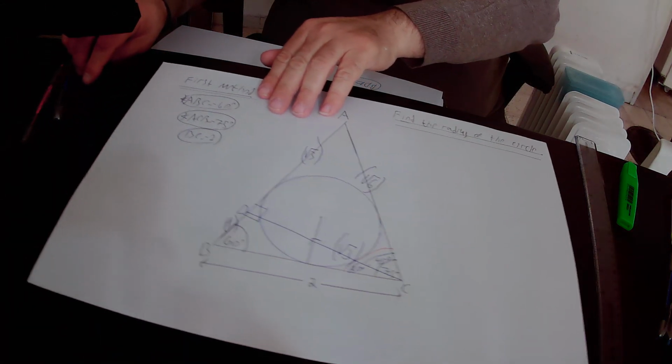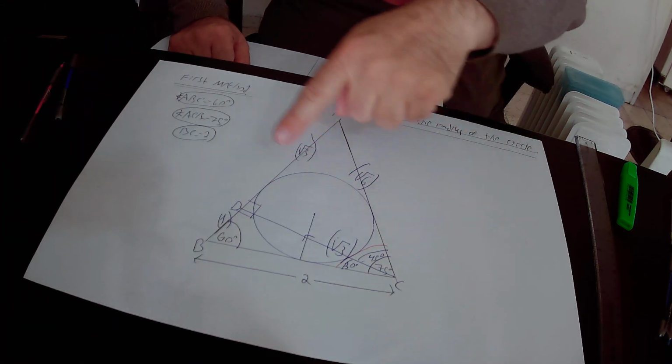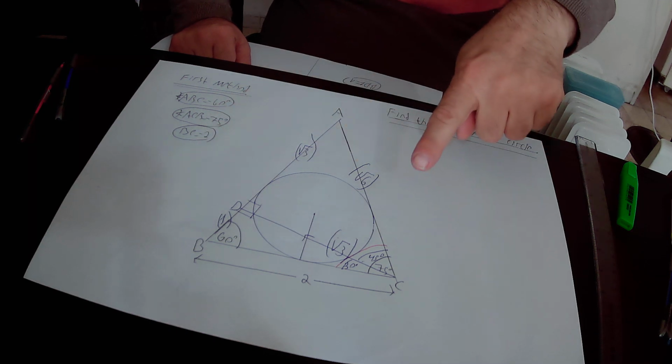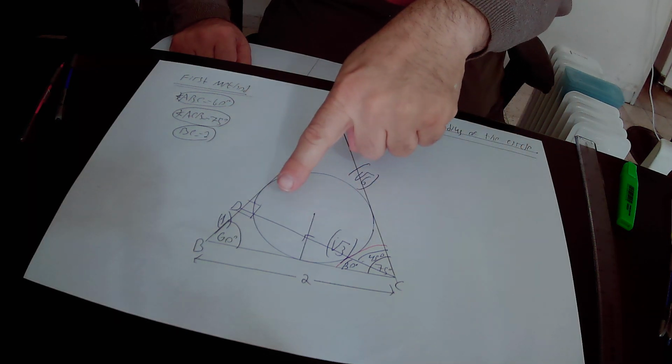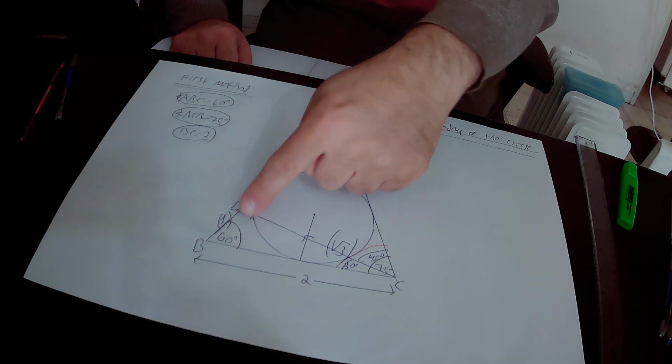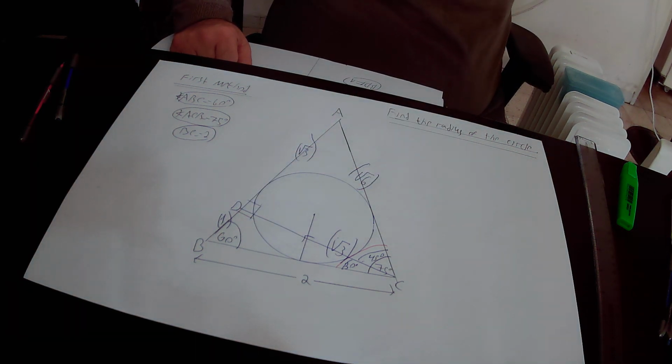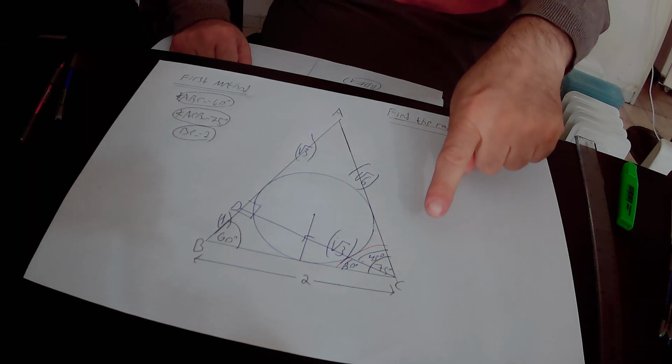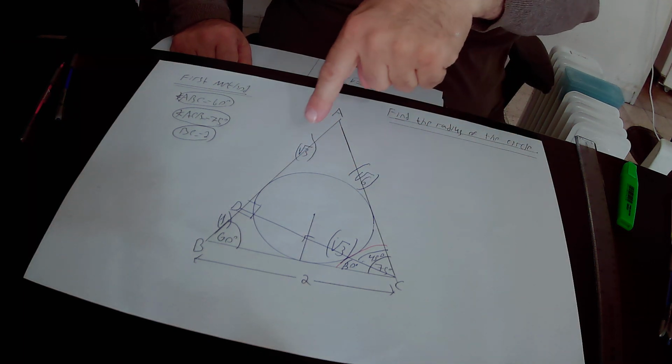So, in the first method, we did a construction: from point C, we draw a perpendicular to side AB. This is the perpendicular. So this angle equals 90 degrees, and this angle equals 90 degrees according to our construction. We define the touching point of the perpendicular from point C and AB as D.